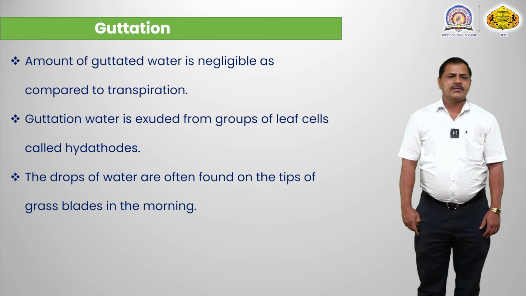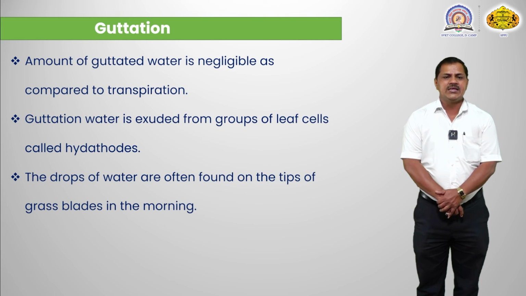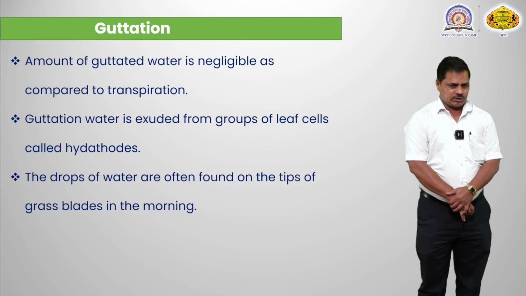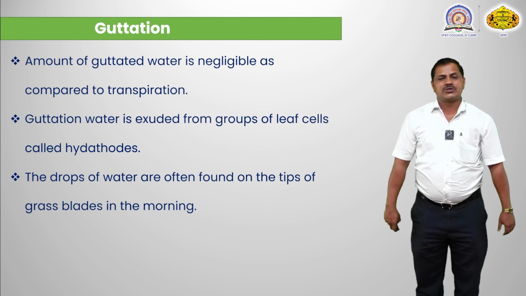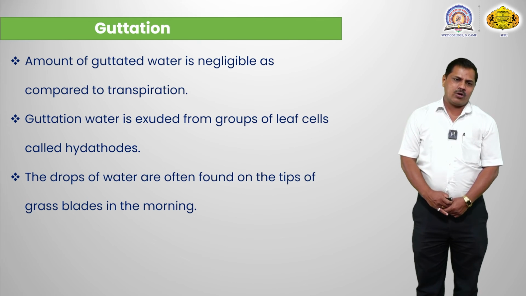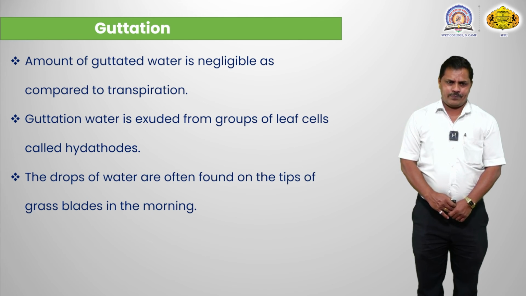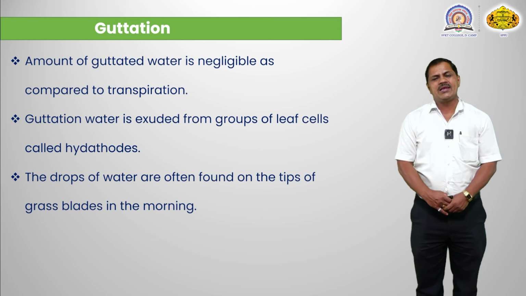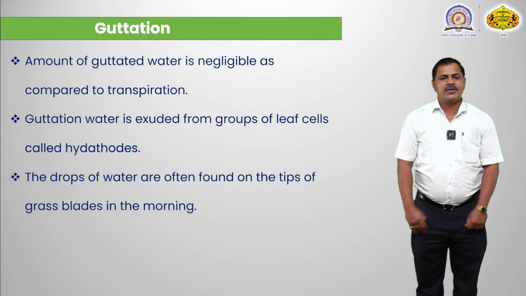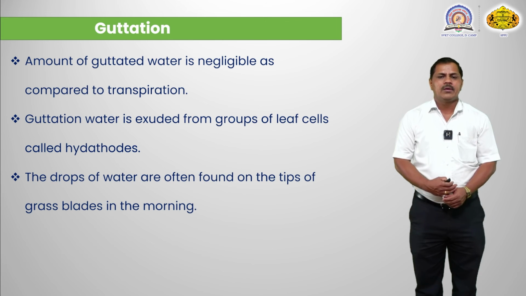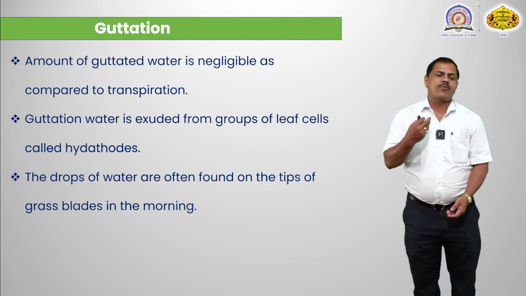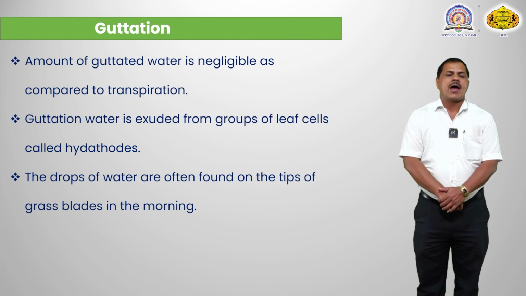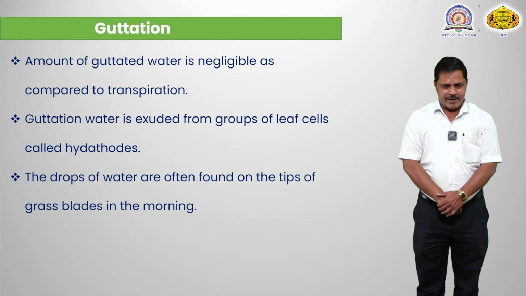Another thing is that the amount of guttated water is negligible compared to transpiration. Transpiration accounts for about 85 to 90 or 95% of loss, and guttation only about 1 to 2%. This is very little compared to transpiration. Guttation of water is exuded from a group of leaf cells called hydathodes. That means the guttated water is exuded directly in liquid drops through the hydathodes, through the water stomata.